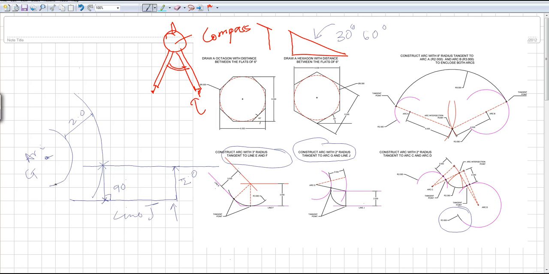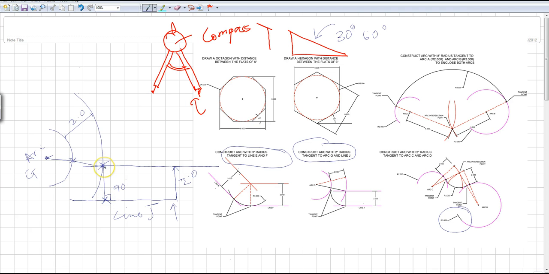To find the tangent point for the arc, I already have my intersection point here, and I have the center of my arc. All I have to do is draw a straight line that connects both of them. Once I do that, I already got my tangent on my arc. Okay, so this is tangent number 1. This is tangent number 2.